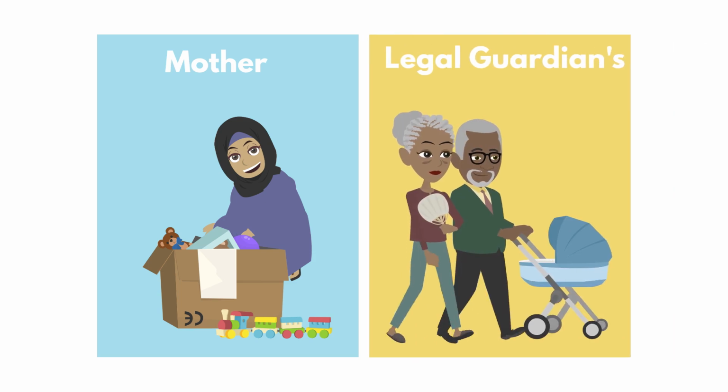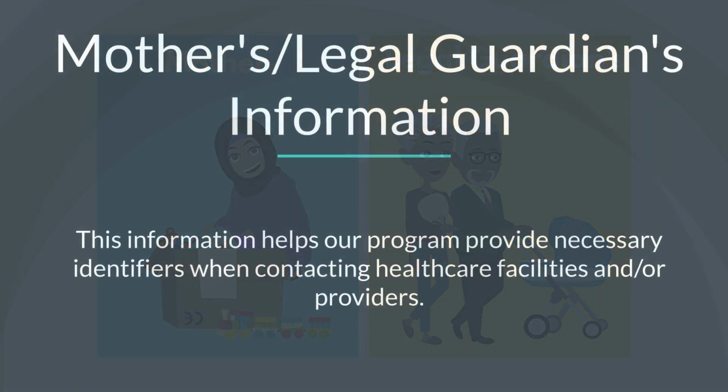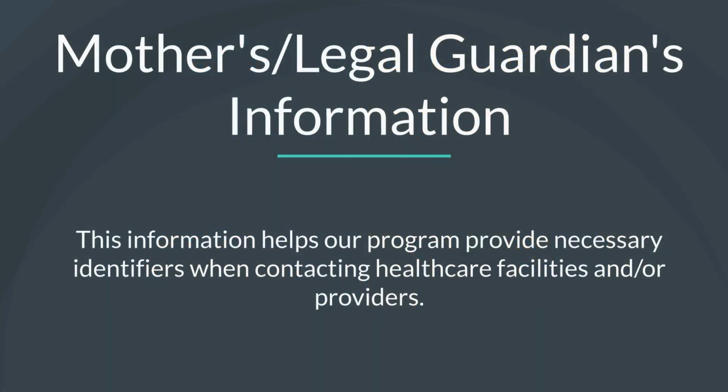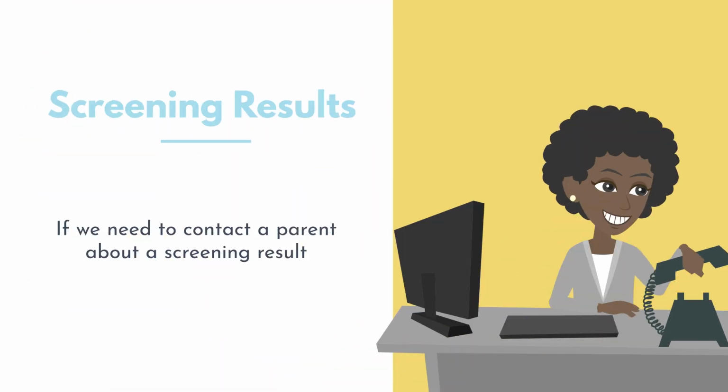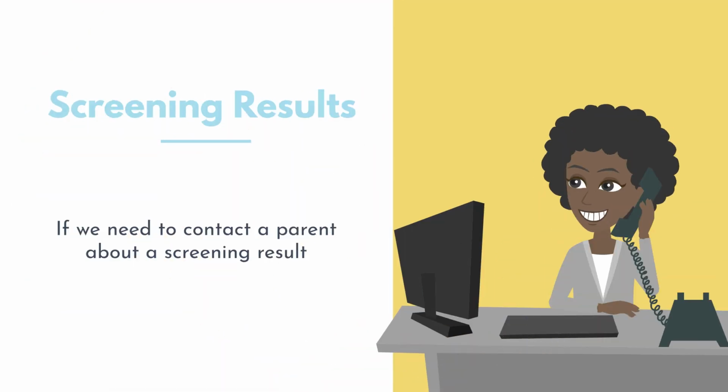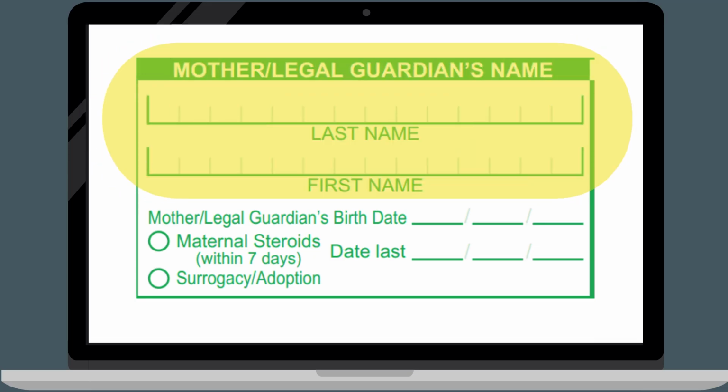Mother's/legal guardian's information. This information helps our program provide necessary identifiers when contacting healthcare facilities and/or providers. In rare cases, we may use this information to contact the mother or legal guardian to coordinate care for babies with abnormal results. If we need to contact a parent about a screening result, we contact the person listed here.